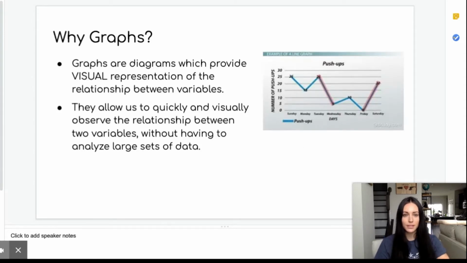So before we look at the steps to actually creating an effective graph, let's talk about what a graph is and why it is so important to us in science. Graphs are diagrams which give us a visual representation of the relationship between variables. This allows us to very quickly and visually see, observe, and understand the relationship between those variables without having to look through, analyze, and interpret large sets of data. For this reason, graphs are especially helpful in communicating scientific information, which is what you'll be using them for in class.